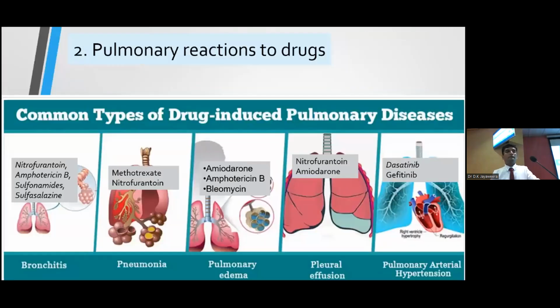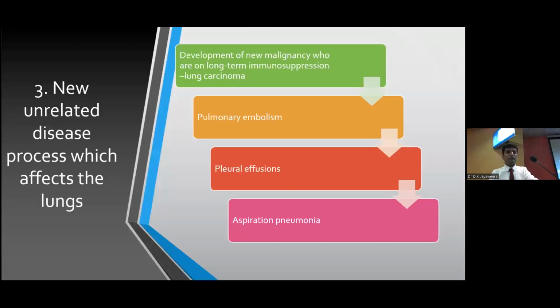Another important thing is the pulmonary reaction to the drugs that we are giving for these immunocompromised patients. The drugs can cause direct reactions in the lungs. So what are those? Amphotericin, sulfonamide, and nitrofurantoin can cause bronchitis. Methotrexate and nitrofurantoin can cause organizing pneumonias. Amphotericin and amiodarone-like drugs can cause pulmonary edema. Some drugs can cause pleural effusions, like nitrofurantoin and amiodarone. Therefore, drug reactions are also very important in these immunosuppressed patients, so we have to consider them when they come with pulmonary infiltrates.